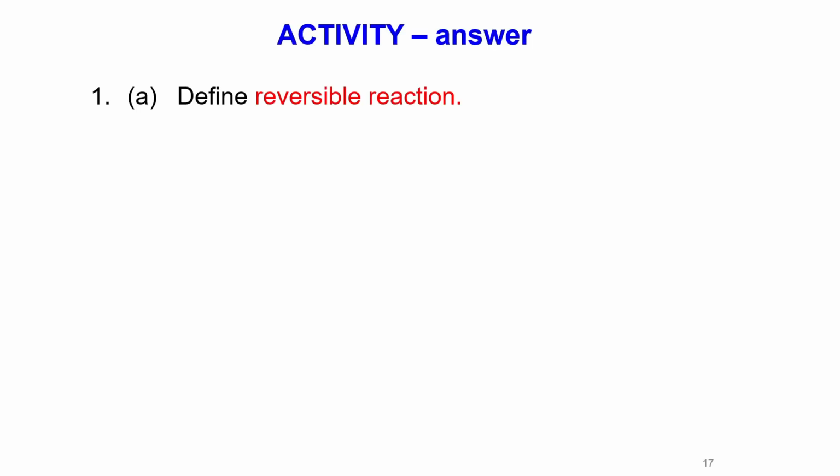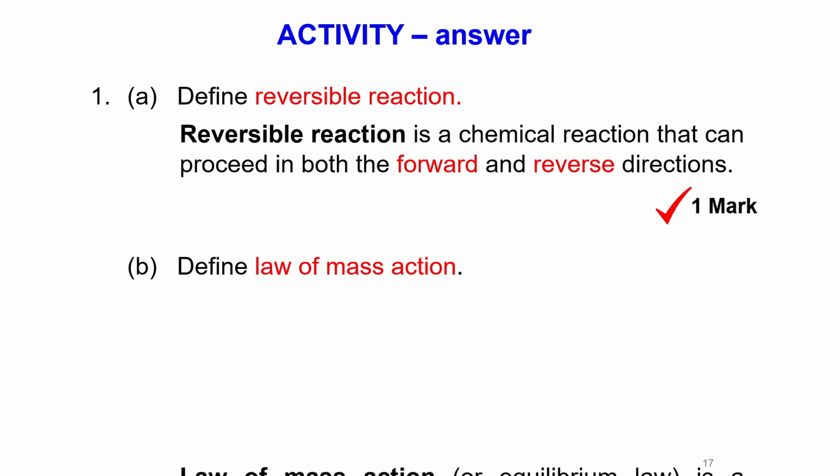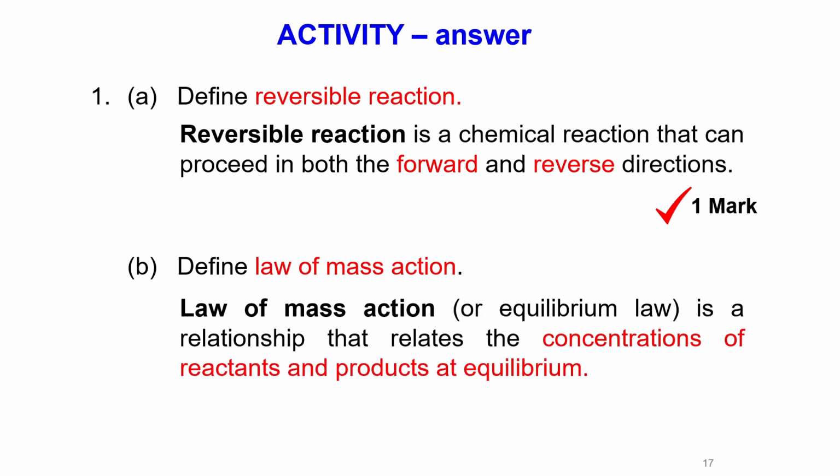Okay, so these are the answer. The definition for reversible reaction: it is a chemical reaction that can proceed in both forward and reverse reaction. Satu markah. Then the definition for law of mass action. Law of mass action or equilibrium law is a relationship that relates the concentrations of reactants and products at equilibrium.